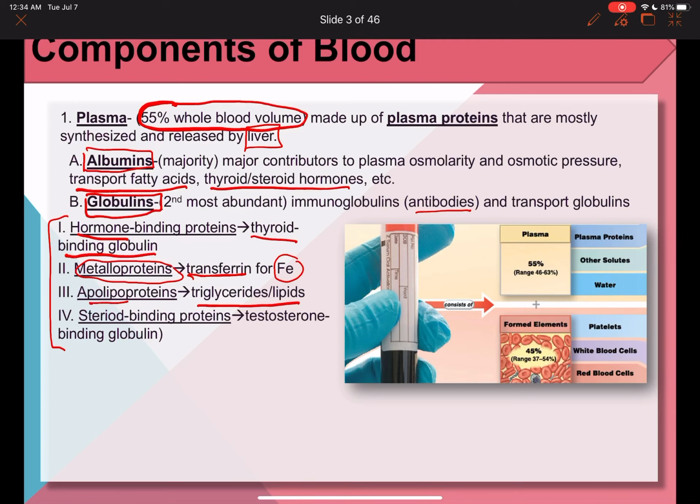And just the name itself, apolipo, kind of reminds me of adipose tissue. So to me, that's how I relate apolipoproteins to some kind of fat and lipid transport. And the last type is steroid binding proteins, such as those that bind to testosterone or estrogen. Those are steroids, and they have these binding proteins to keep them around longer within your circulatory system.